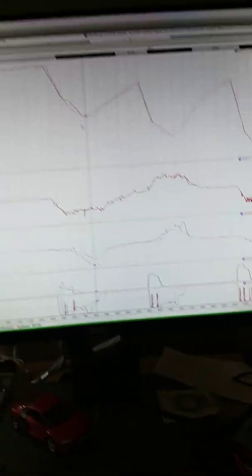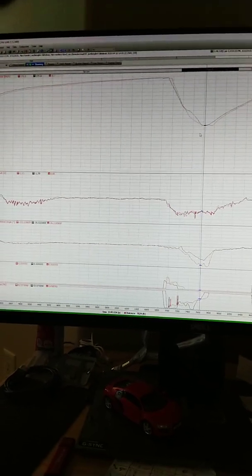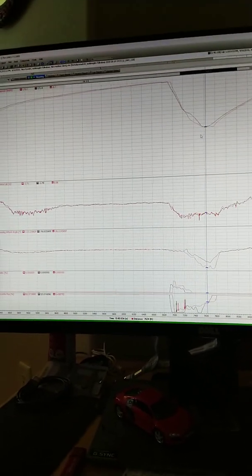Hello, welcome to another chapter of my real versus virtual little series. Today we're going to look at data, the same laps which we looked at a couple of weeks ago in the Formula Renault at Watkins Glen.